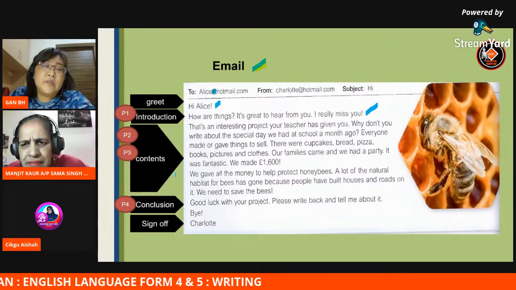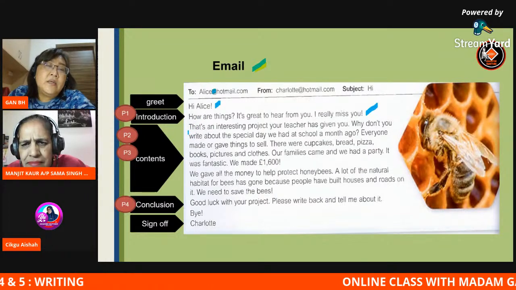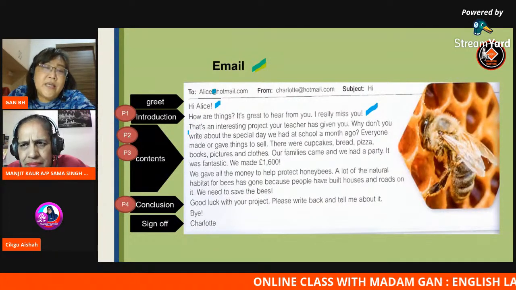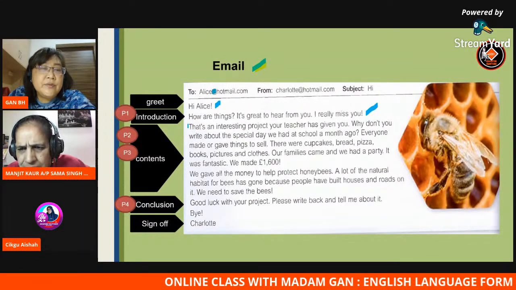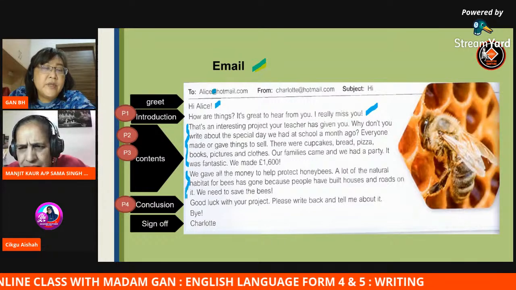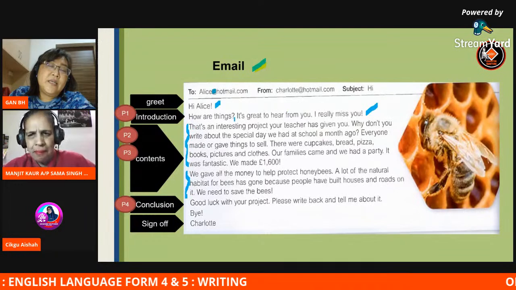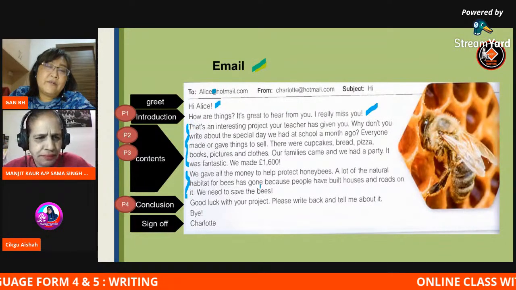Then you go to your content. We don't really need to read the content because content will be related to the questions in the exam. Here, this student wrote content, one paragraph and another paragraph. So there are two contents here. You see this is clearly nicely written. You can see the block paragraphing.